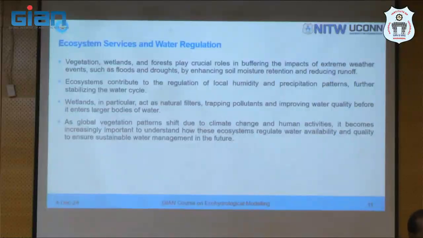One of the adaptation strategies for increasing crop productivity is changing the planting date. Instead of starting your crop from, let's say, mid June, you start from the 1st of July or mid July, and you may have a better yield. Now that changes your entire feedback in this process. So vegetation patterns are affected by climate change and human activities, and we need to understand how these ecosystems regulate water availability and quality to ensure sustainable water resource management.